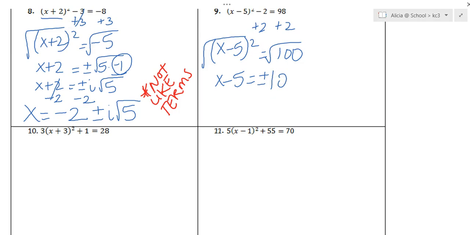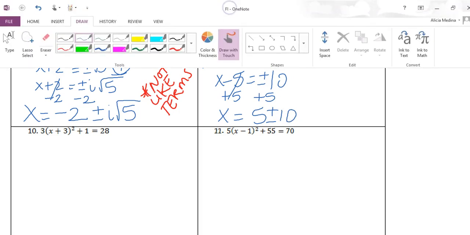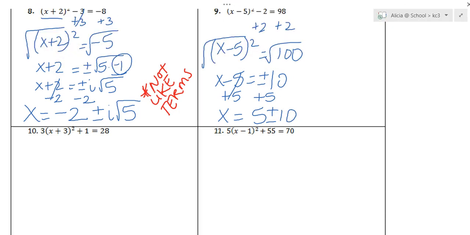I then want to isolate my x, so I have to do the opposite operation, and I have to add 5. I'm going to have x equals 5 plus or minus 10. But now, if I look at this, I do not have any i's, right? I have a 5 and I have a 10. So these actually are like terms. So I do have to combine them one more time.